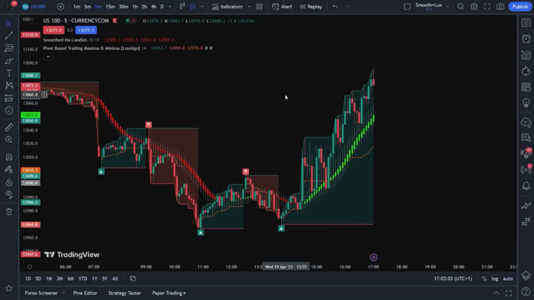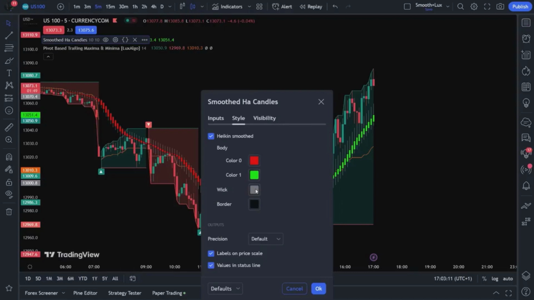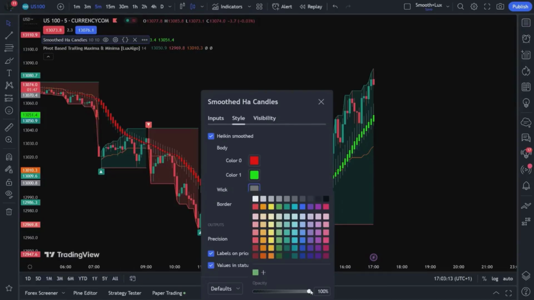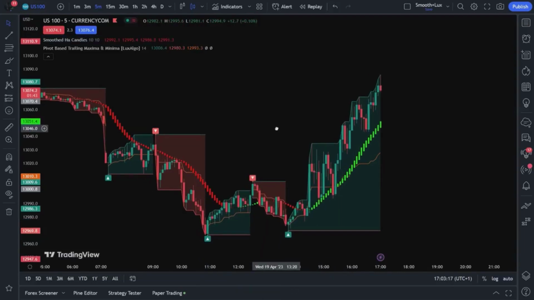Okay, now that we have added these to our chart, let's change some settings. Head into the settings of the Smooth Heiken Ashy Candles and head over to Style. We should change the wick opacity to 0%. This will just make our chart much clearer and easier to read.